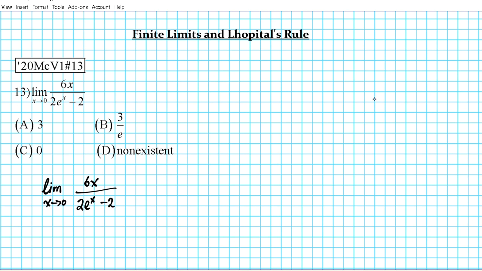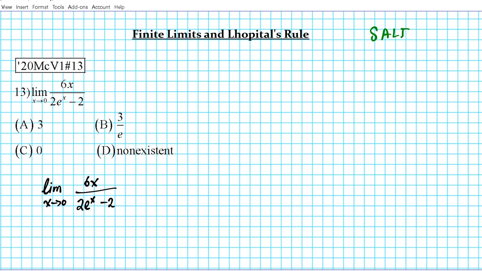Alrighty, so when you're looking for finite limits, first of all, how do you know this is a finite limit? Well, you look at what x is approaching. If it's plus or minus infinity, then it's an infinite limit. There's a different set of rules for solving those kinds of limits, but if you're approaching a number, a finite number, then it's a finite limit.